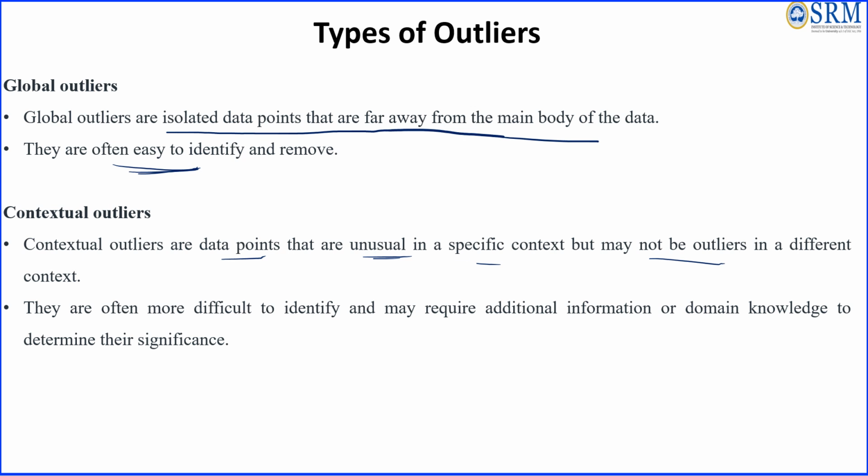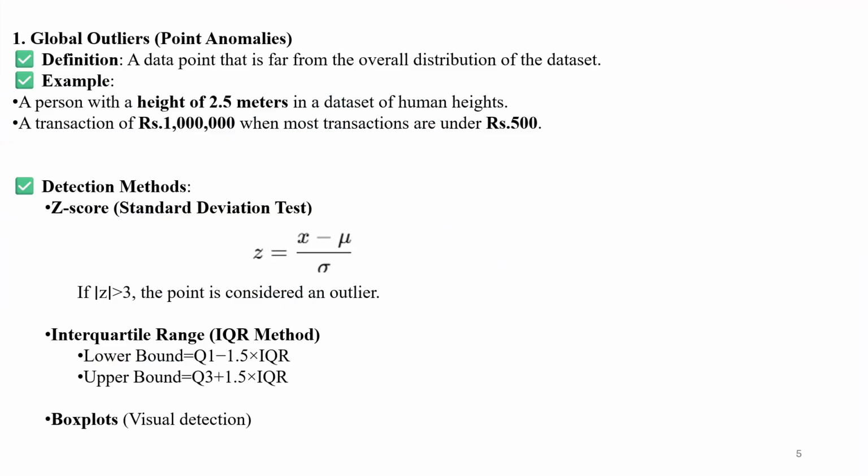So this is very important. For a specific context, it is unusual or an outlier. For other contexts, it is not an outlier. They are often more difficult to identify. It's very hard to identify whether this person is an outlier or not, and may require additional information or domain knowledge to determine whether it is a contextual outlier or not. But a global outlier can be identified easily.